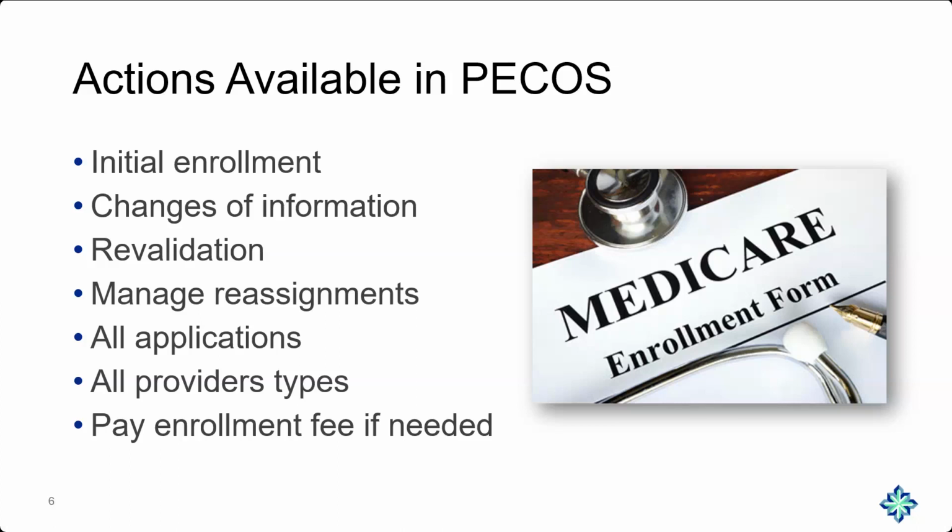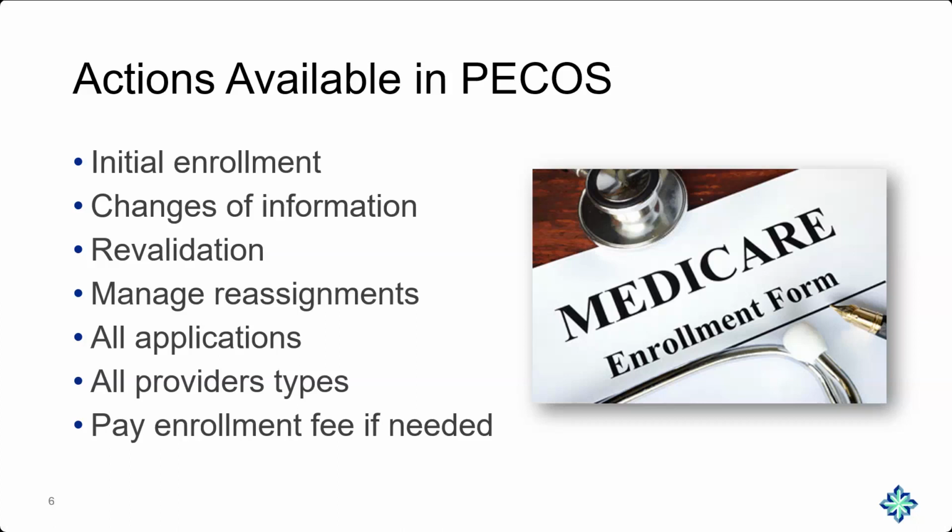From an individual perspective, they can add employers or who they reassign to, but employers or organizations can actually start and add reassignments for additional doctors through their organizational enrollments as well. Simplifies that process a little bit. You can submit all paper applications and provider types here. So that means the CMS 855I, the CMS 855B, the 855R, and the 855O. All of those applications can be submitted through PECOS.